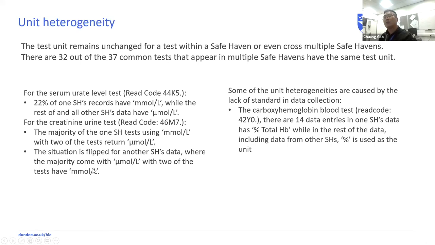But the situation is totally flipped when it comes to a different regional safe haven. We see this being used as the majority, and only two of the tests coming back with this. We don't really know the reason for using a different unit, but we think it might be a change of test method, or even an assay change.